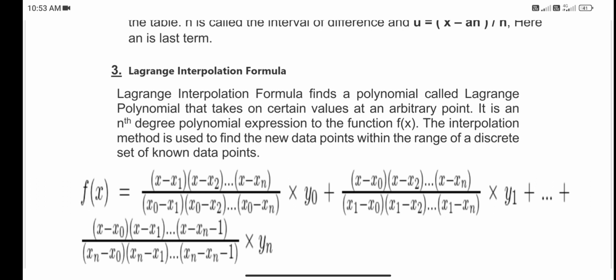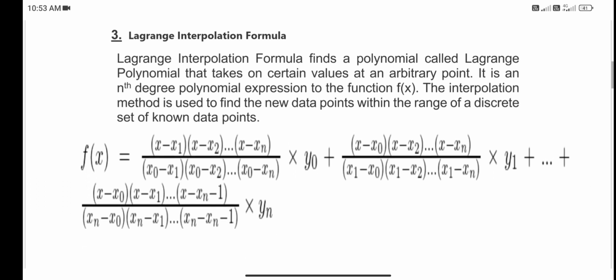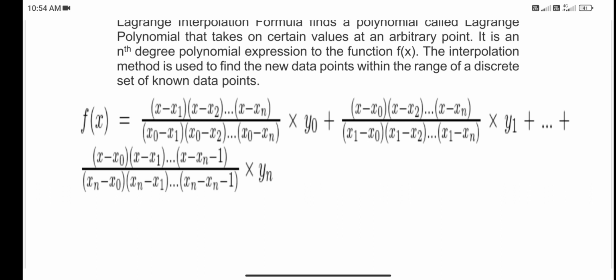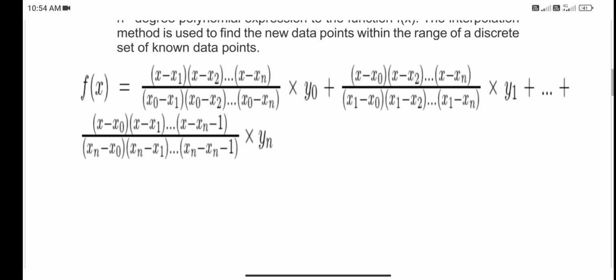Third one is Lagrange interpolation formula. Lagrange interpolation formula finds a polynomial called Lagrange polynomial that takes on certain values at an arbitrary point. It is an nth degree polynomial expression of the function f(x). The interpolation method is used to find new data points within the range of a discrete set of known data points. Here is the Lagrange equation.